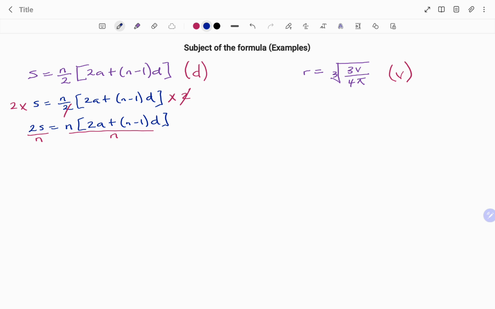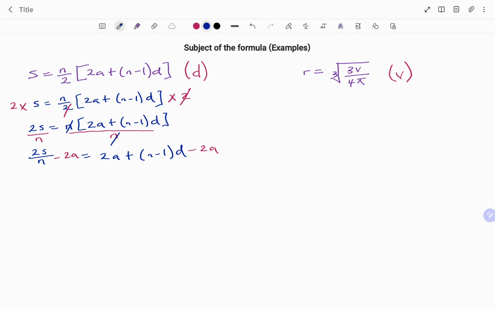So I have 2s over n equals, this n cancels out, I have 2a plus n minus 1 all times d. Then the next step, I'm going to subtract 2a from both sides. Always remember, whatever you do on your left, you do on your right.